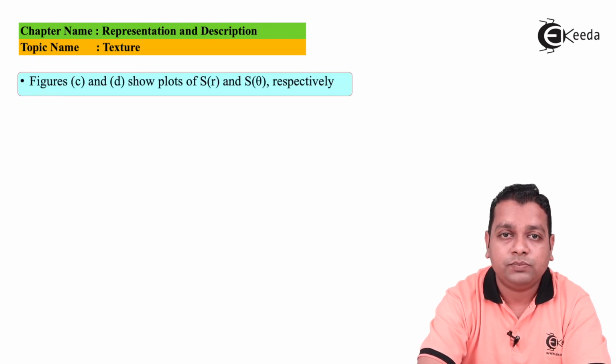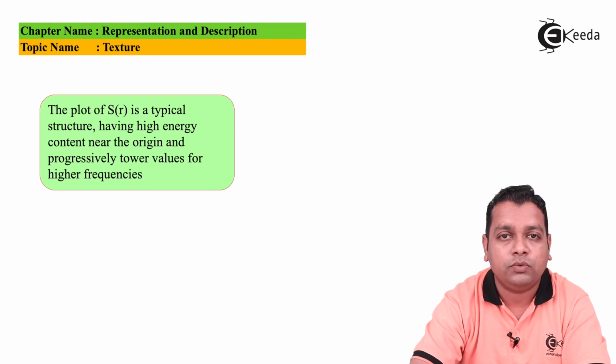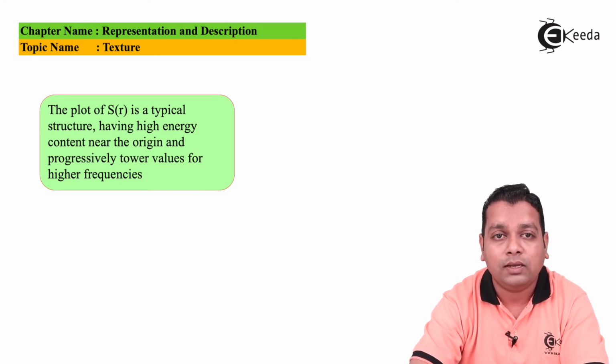Now the next figures, figure C and D, show the plots of the functions we have just represented, S(r) and S(theta) respectively. The plot of the function S(r) is on the left hand side, and on the right hand side we have the plot of the function S(theta). The peaks and the variation in the graph you can note here. The plot of S(r) is a typical structure having high energy content near the origin, shifted toward the left hand side, and progressively decreasing towards the higher frequencies.